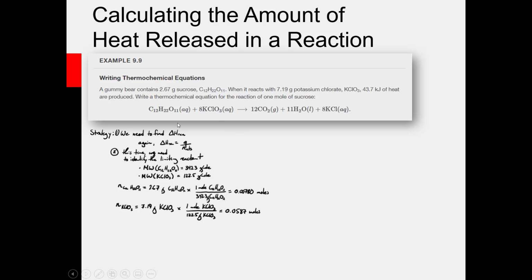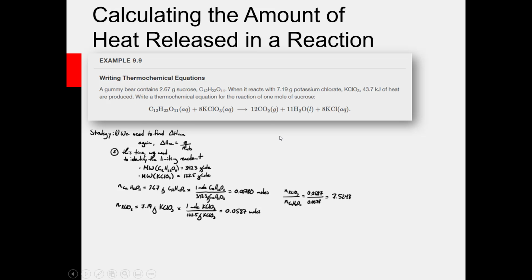Now, the key thing here is in the balanced chemical equation, we need 8 moles of potassium chlorate to completely react with 1 mole of sucrose. So we have to have 8 times as many moles of potassium chlorate as we do moles of sucrose to achieve a stoichiometric amount. I'm going to divide the number of moles of potassium chlorate by the number of moles of sucrose, and I find that we have 7.52, nearly 7.53 moles of potassium chlorate for every mole of sucrose. So what that means is the potassium chlorate is the limiting reactant because we don't have quite 8 moles of potassium chlorate for every mole of sucrose.